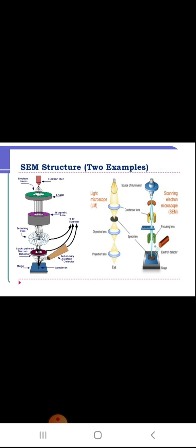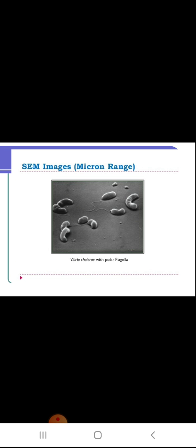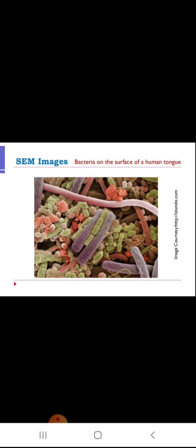Image of scanning electron microscope, for Vibrio cholerae, where we can see the polar flagella of the Vibrio cholerae. And this is another image produced by scanning electron microscopy. It shows different types of bacteria present on the surface of a human tongue.